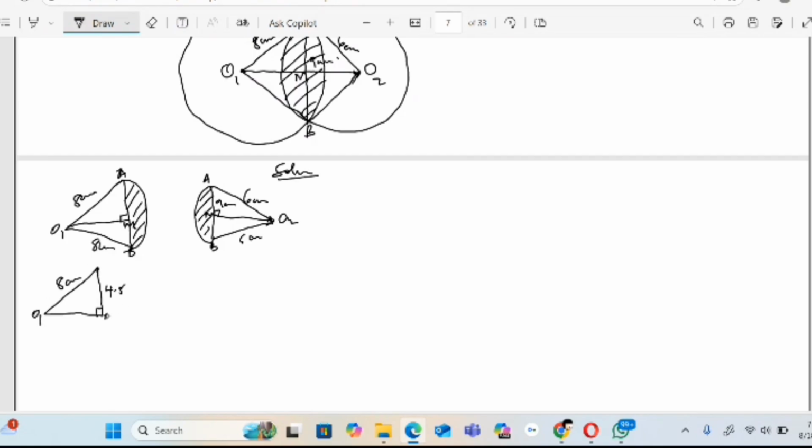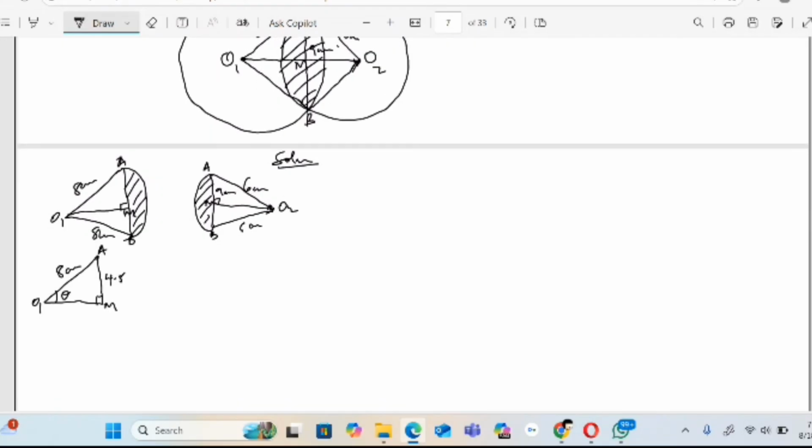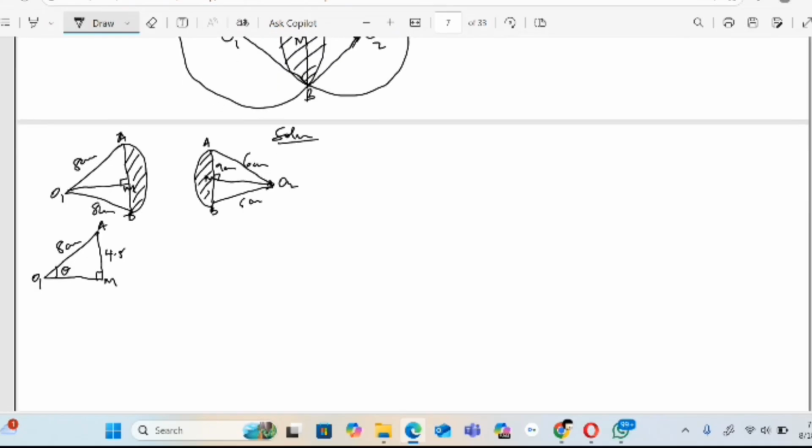Now we need to find this angle theta, so that when we multiply by 2, we find the size of angle AO1B. So we find this theta and then multiply by 2, so that it helps us to find the area of the sector and the area of the triangle.